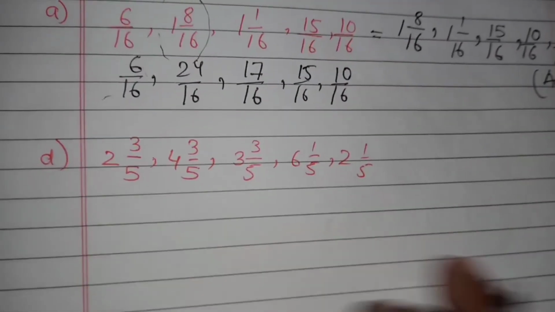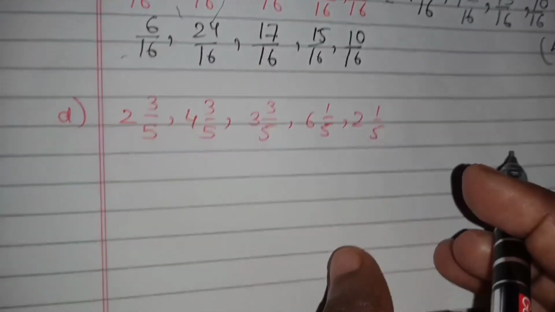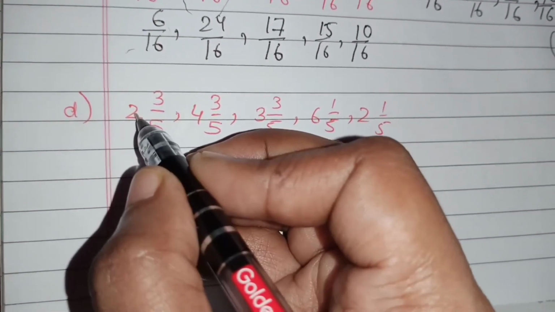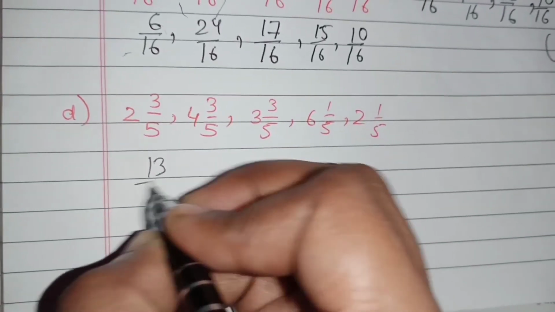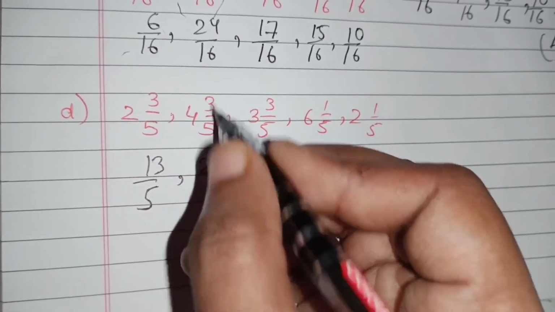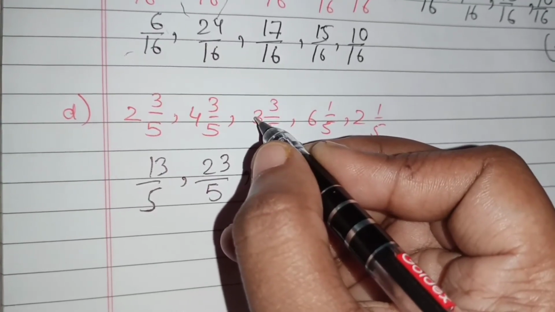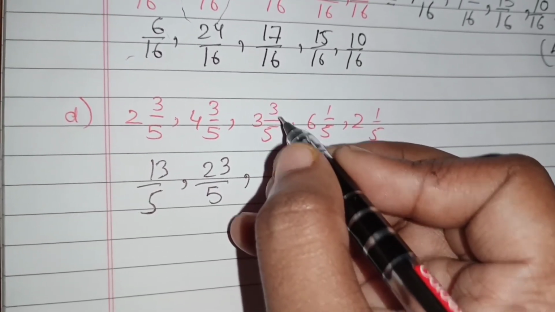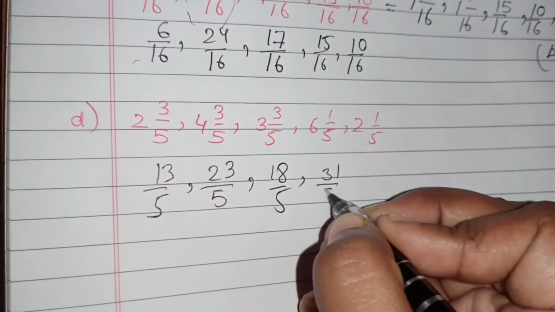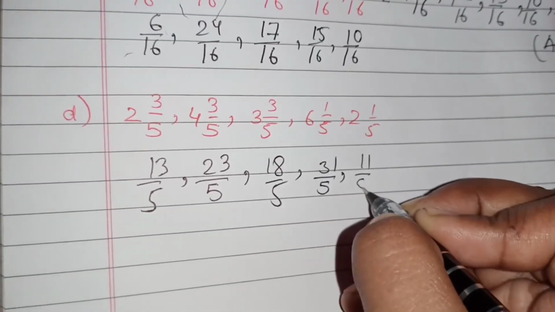Now let us do D. First what you have to do, you can see all the fractions are mixed fractions. So we have to convert these into improper. Let us start. 5 2s are 10. 10 plus 3 is 13 by 5. 5 4s are 20. 5 4s are 20 plus 3 is how much? It is 23 by 5. 5 3s are 15. 15 plus 3 is how much? It is 18 by 5. 5 6s are 30 plus 1 is 31 by 5. 5 2s are 10 plus 1 is how much? It is 11 by 5.